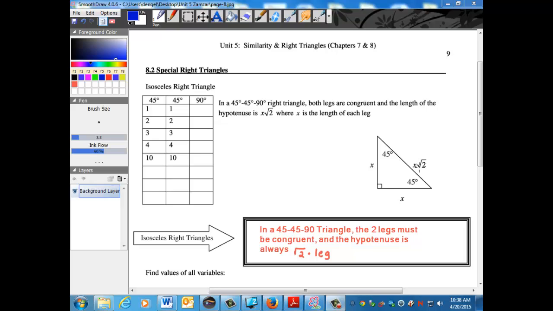Welcome back to geometry. We are at 8.2, special right triangles. Today we are going to be focusing solely on isosceles right triangles.